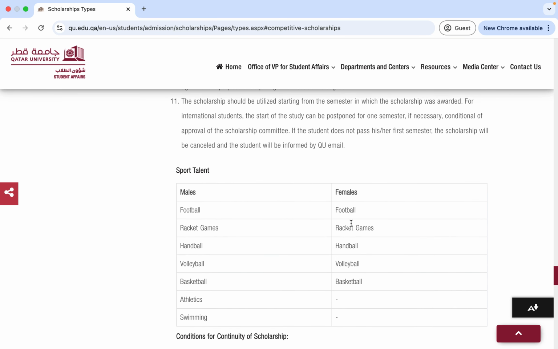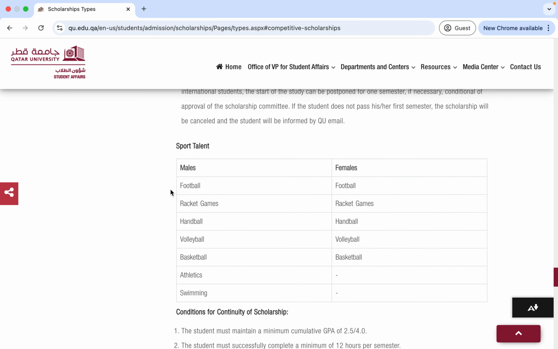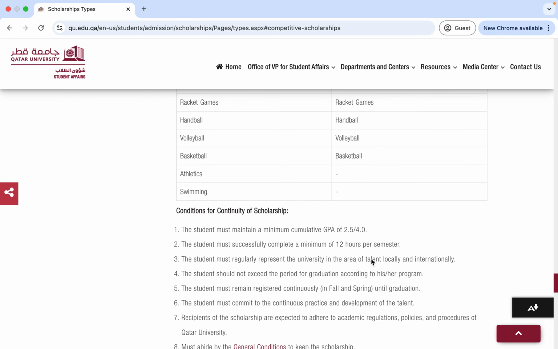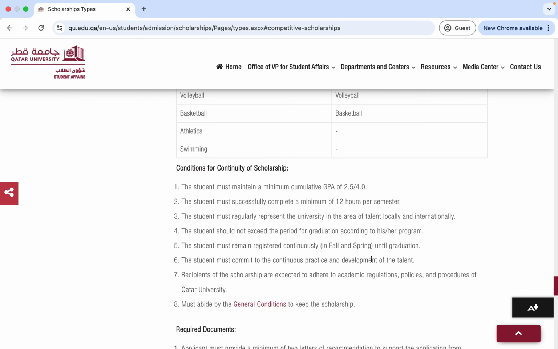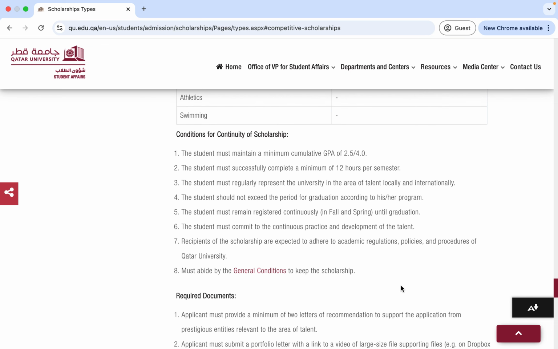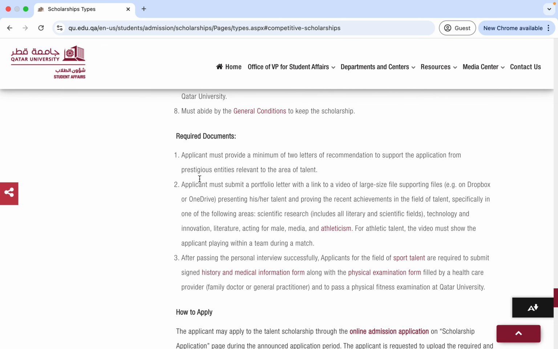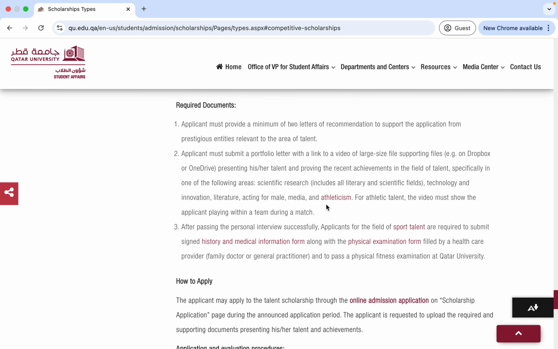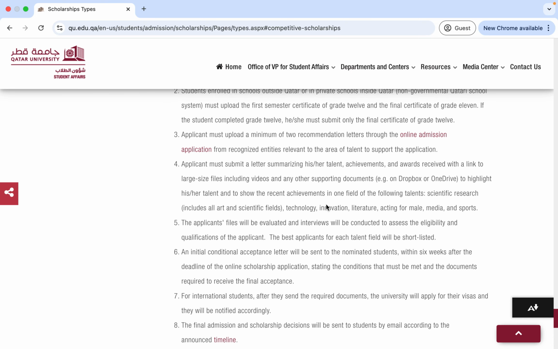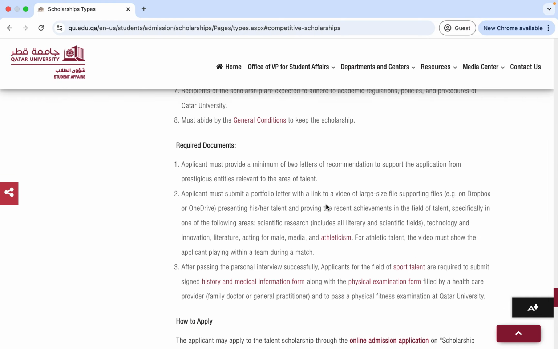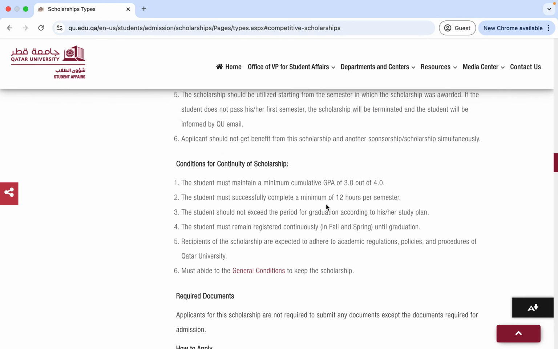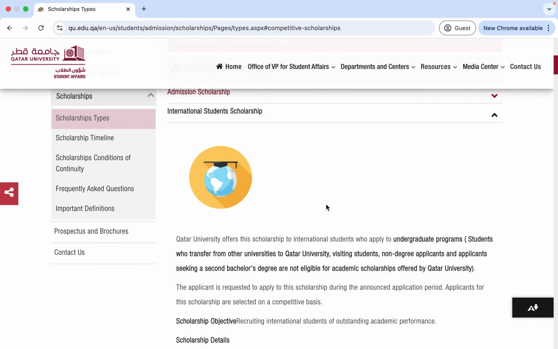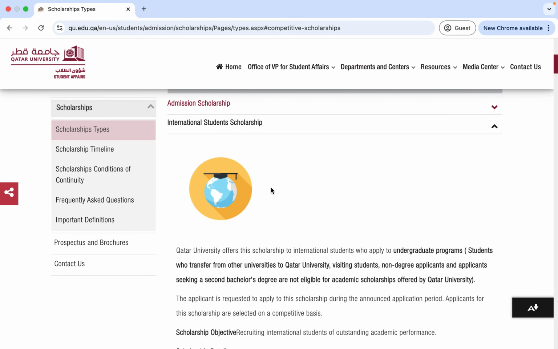Now for sports, look at what they wanted. For male, you have football, racket games, handball, volleyball, basketball, athletics, and swimming. Then for female, football, racket games, handball, volleyball, and basketball. So these are the requirements, and then you are expected to send them a portfolio and the rest of it. This is really very straightforward, and I am urging you to go through this website in detail and see what is required of you.